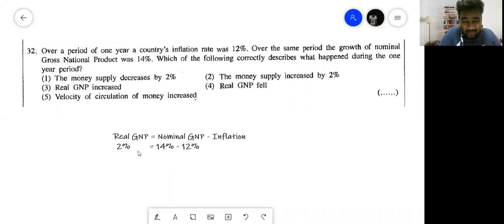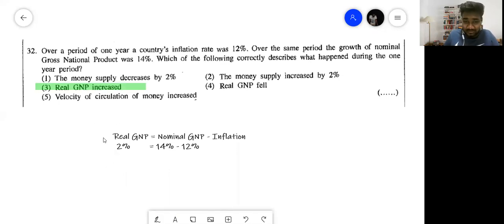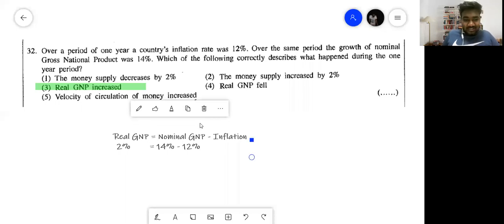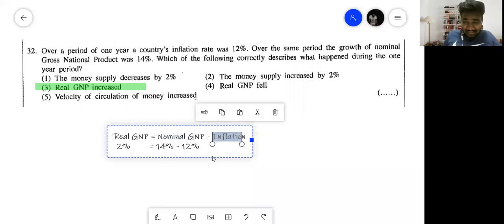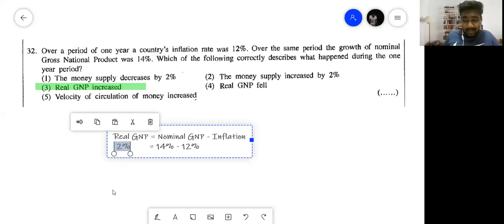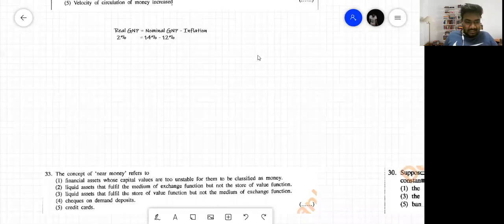1, 2, 3, 4, 5. It's a very simple question. Money supply decreases, money supply increases, real GNP increase, real GNP fell, velocity. Guys, don't get fooled by this 2% and say money supply increased by 2%. That's not the answer. It's your real GNP that increased by 2%. So this is the equation: real GNP equals nominal GNP minus inflation. Nominal GNP increased by 14%, inflation increased by 12%, so as a result real GNP increased by 2%. It's not money supply which increased by 2%, it's your real GNP. That's 32. Another easy one.